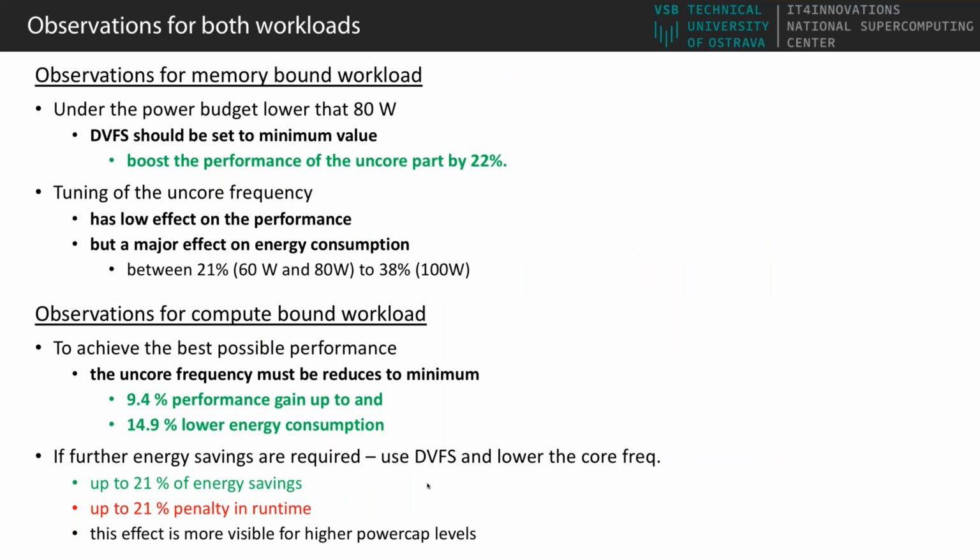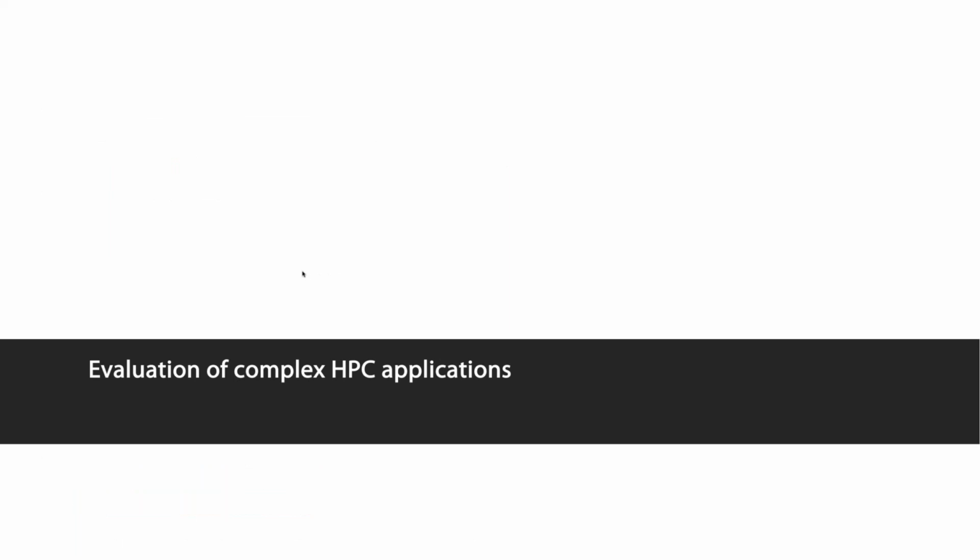So if we summarize what we've seen on the slides, under the power budget lower than 80%, like that 60% example, the boost performance can be up to 22%. We can recover a significant part of the performance by just shifting the power from cores to the uncore part of the region. For the compute bound workloads, for higher power caps, let's say 100 watts, we can recover a significant part of the performance and also save some of the energy, as I showed on the previous slide. So these were pretty much the key ideas behind what can be achieved by the tuning under certain situations.